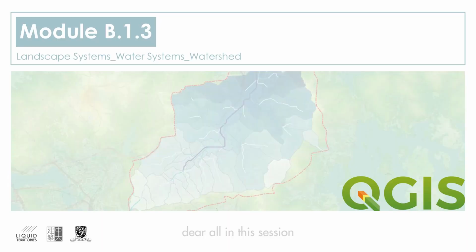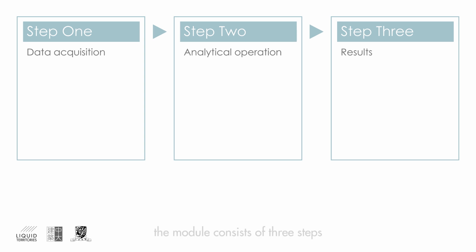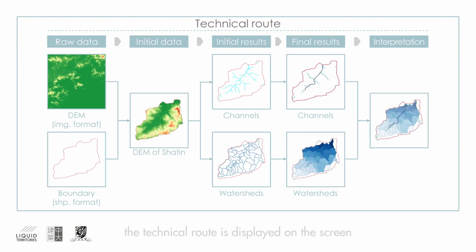Dear all, in this session, we will learn how to conduct watershed analysis in QGIS. Following the learning, we will understand basic knowledge of watershed analysis and how to apply analysis results in planning and design. The module consists of 3 steps: data acquisition, analytical operation, and results interpretation. The technical route is displayed on the screen.